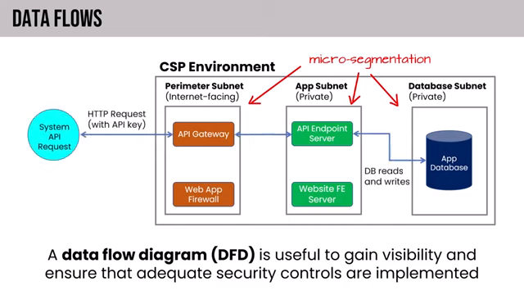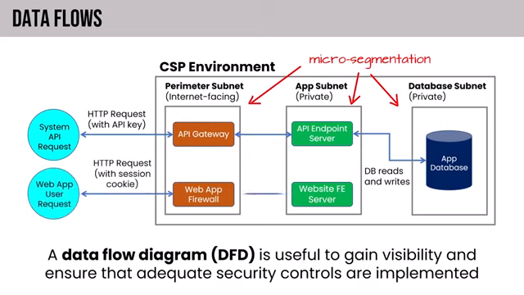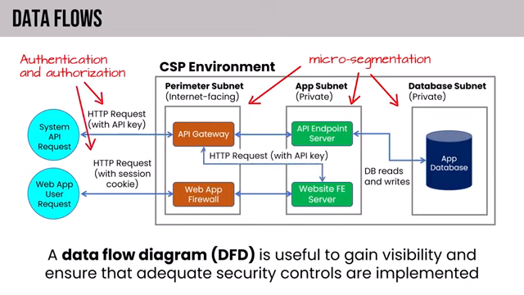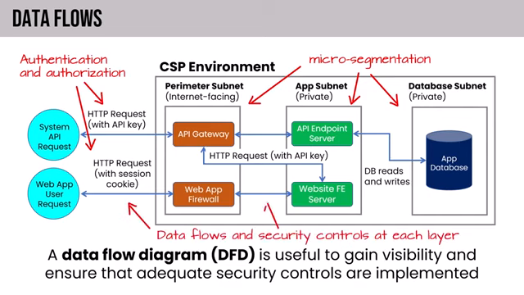And then we'll map the flow of data through our infrastructure based on the types of requests. So for example, a system API request, and we see the data flow. We'll map our user request, a typical HTTP request coming through a web app firewall hitting a front-end website, which may also hit that back-end database. But you see we've called out authentication and authorization here. And we have our data flows and our security controls we can call out at each layer as appropriate.